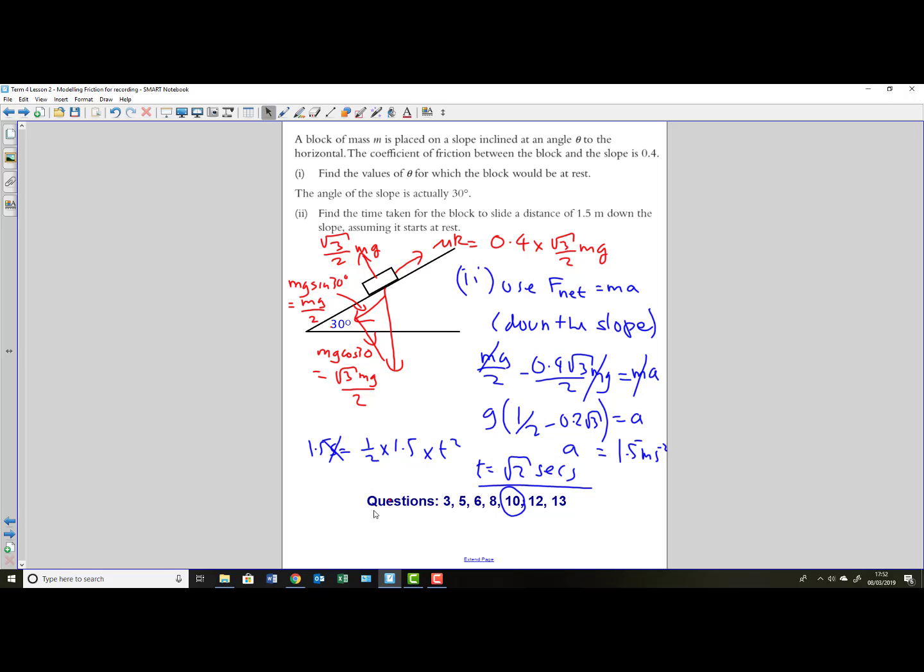These examples are in the book. By next week, I need you to have done all these questions here from exercise 3.1. I hope that makes sense. Email me if you have any problems.